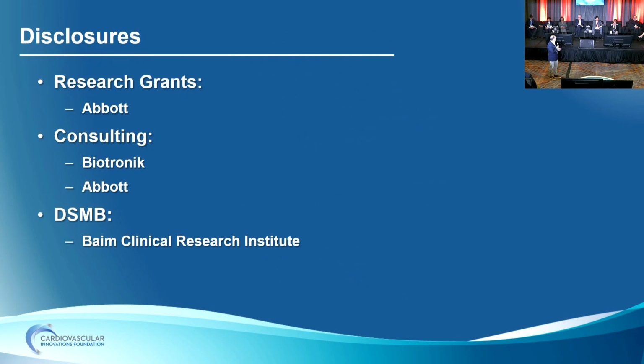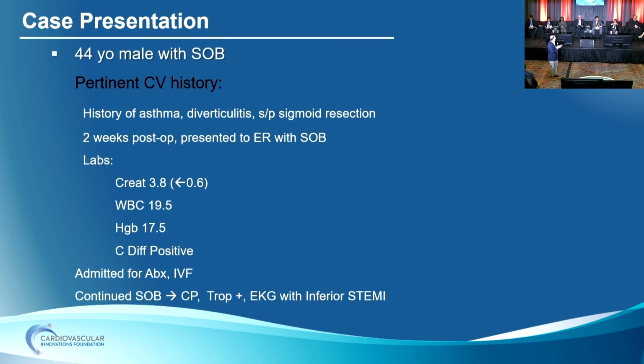So, this is my case. This is a 44-year-old male. He has a history of asthma and diverticulitis. He had a sigmoid resection about 2 weeks ago. He came back into our ER about 2 weeks post-operatively, presenting with shortness of breath. At that time, his creatinine had gone up to 3.8 from 0.6 at baseline. His white count was 19, hemoglobin 17, C. diff positive, and he was admitted to a surgery service for antibiotics and IV fluid.